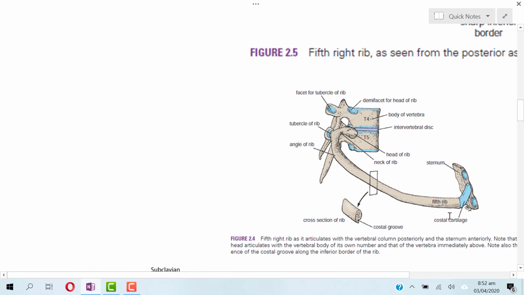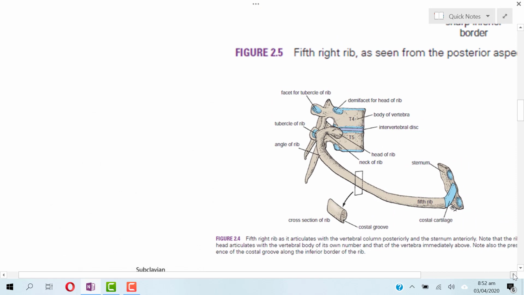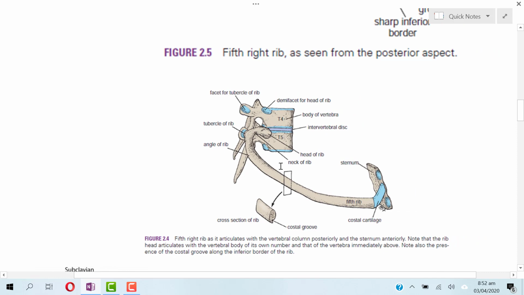See here in this diagram. Number one joint is the costovertebral joint. Costo means rib and vertebra is for the vertebra. So costovertebral is formed by the head of the rib, which has two facets articulating with two vertebrae. This is the costovertebral joint, which is a plain synovial joint.